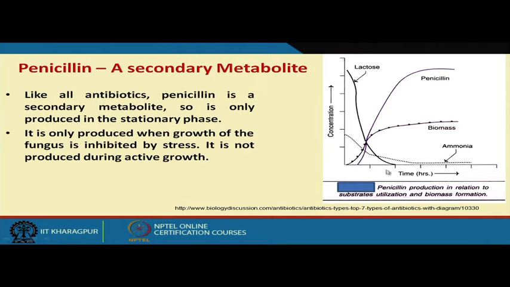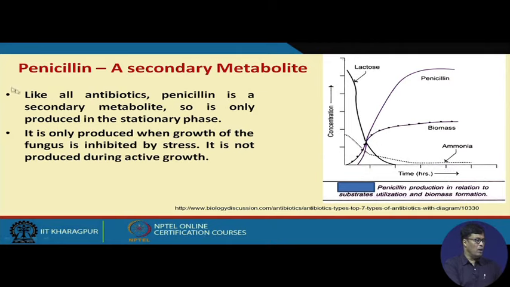So this is the profile of the different components present in the reaction mixture. The lactose that is used as a carbon source keeps decreasing with respect to time, and you can see that biomass production increases like this, and penicillin production increases like this, and ammonia, which is considered a source of nitrogen, decreases like this.